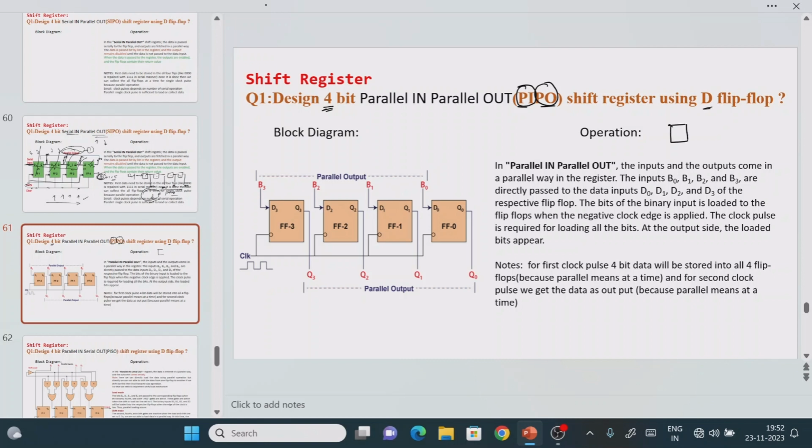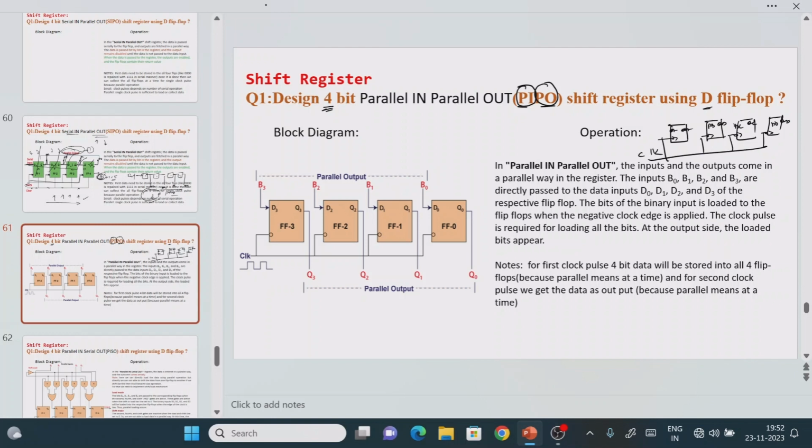So how many flip flops are required? 1, 2, 3, 4 flip flops are required. Let this be DA, this is DB, this is DC, this is DD. So the output of the flip flops is QA, here it is QB, here it is QD. Now synchronous means what? The clock pulse will be applied common, right? So all the shift registers are synchronous based operation, right? So we need to apply the common clock pulse.